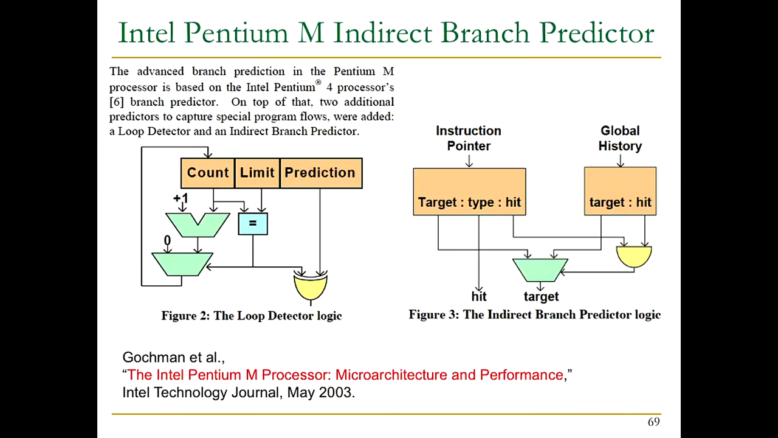Okay. So as I discussed earlier, this is implemented in many processors. AMD has it. Intel has its own version. This is the level of detail Intel provides over here. But basically, that's their indirect branch predictor logic. They take into account global history as well as the instruction pointer in their design. And you can read more in this paper. But basically, they have a separate indirect branch target buffer.